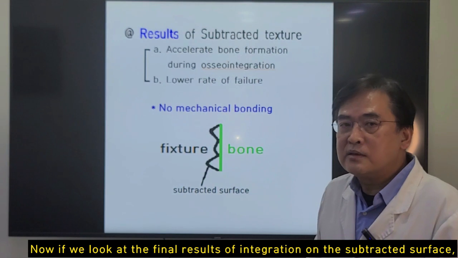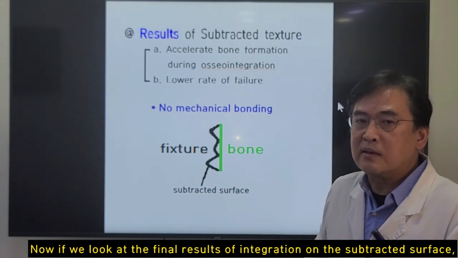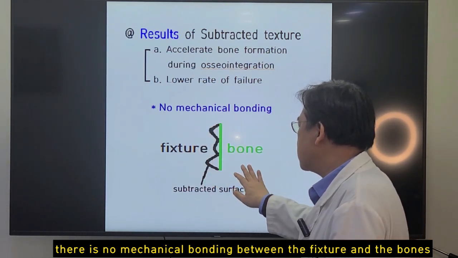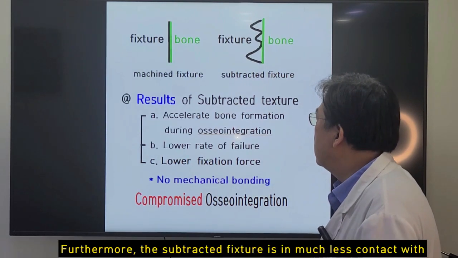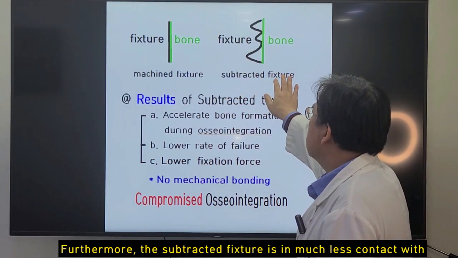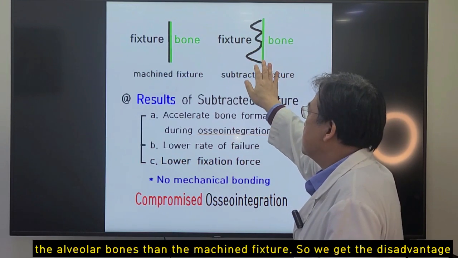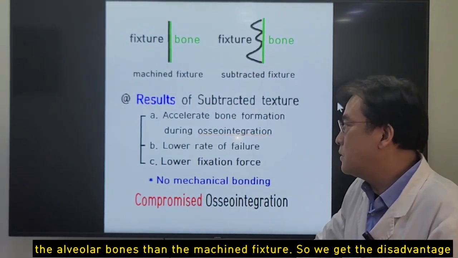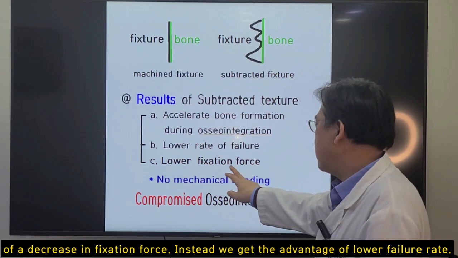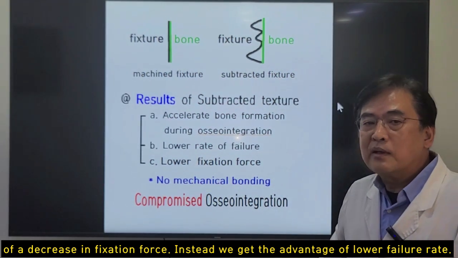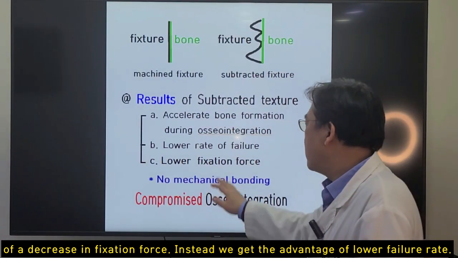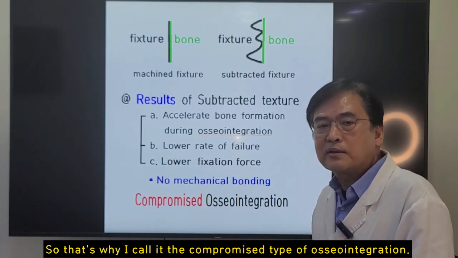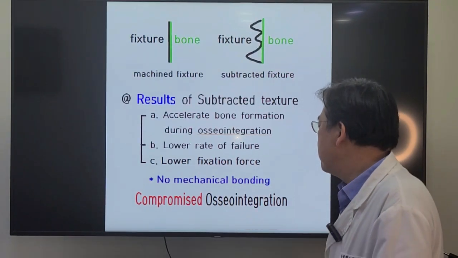Now, if you look at the final result of integration on the subtracted surface, there is no mechanical bond between the fixture and the bones. Furthermore, the subtracted fixture is in much less contact with the alveolar bones than the machined fixture. So we get this disadvantage of decrease in fixation force. Instead, we get the advantage of lower failure rate. So that's why I call it the compromised type of osseointegration.